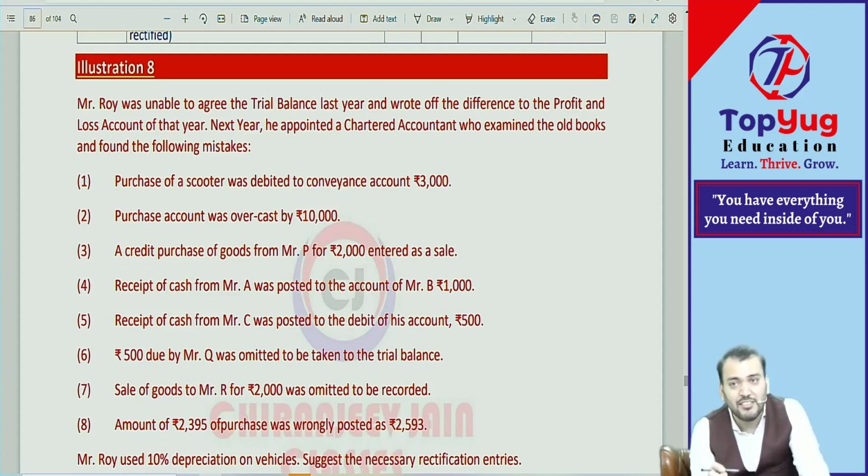So what is the rectified entry? Scooter account will be debited and conveyance account was wrongly debited, so now you credit it. But conveyance account is what? Nominal account. So what journal entry in third stage? Scooter account debit to PL adjustment account. Correct?